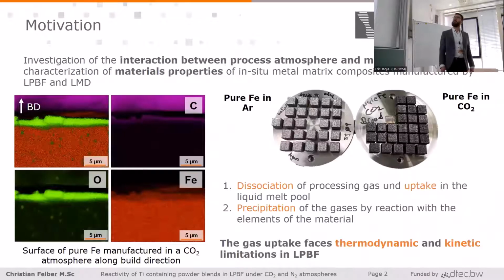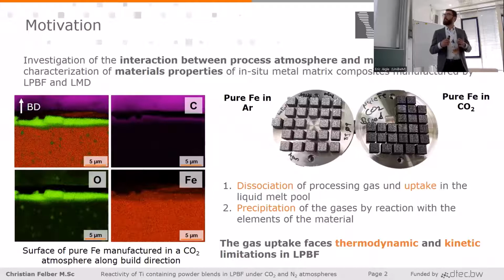And I do so because in my PhD, I focus on the interaction between the process atmosphere and the liquid melt pool. Therefore, I use reactive atmospheres like CO2 and N2. With this interaction, I want to produce particle-reinforced materials in situ during the process.